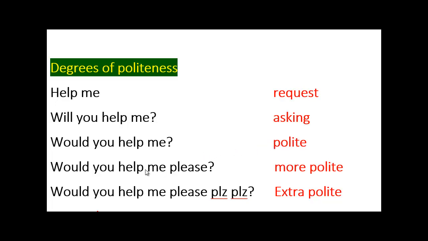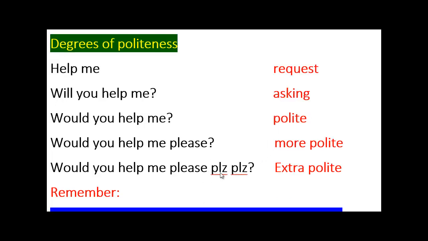And then, would you help me, please? That's even more polite. You got that, guys? Would you help me, please? Okay? If you want to be extra polite, you can say, would you help me, please, please, please, all right?